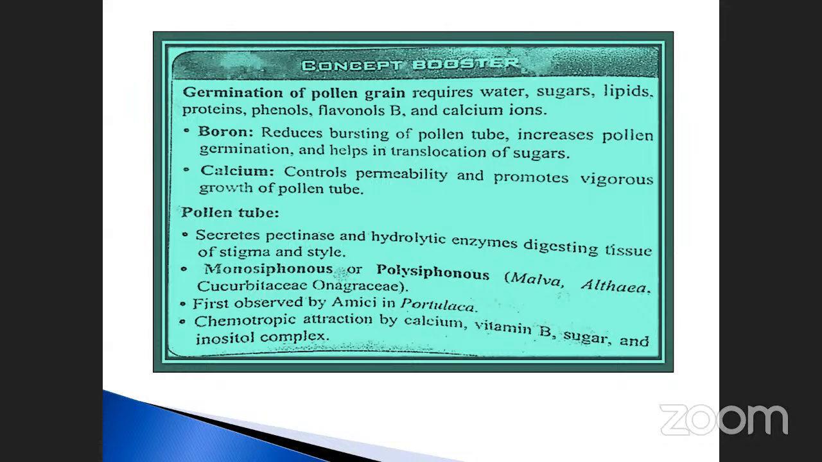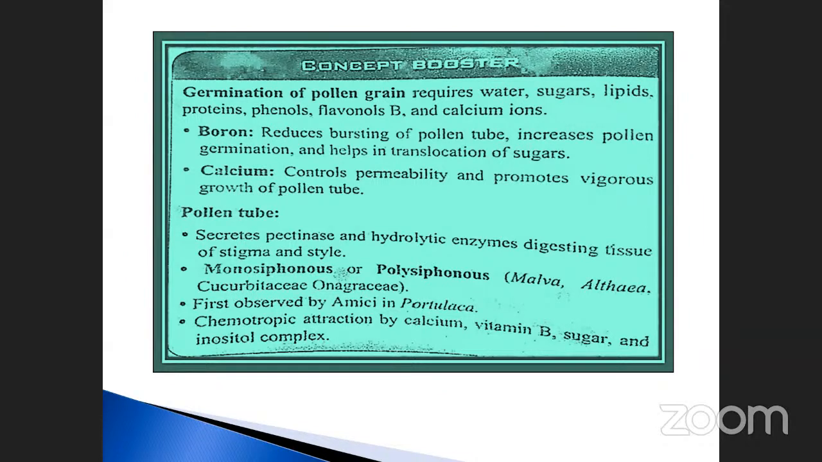Pollen tubes secrete pectinase and hydrolytic enzymes that digest tissues of the stigma and style. This is very, very important. What are the enzymes secreted by the pollen tubes? Hydrolytic enzymes. Hydrolytic means complete hydrolysis. Otherwise called hydrolytic enzymes, they are mostly present in where? Already you studied, in the plant.